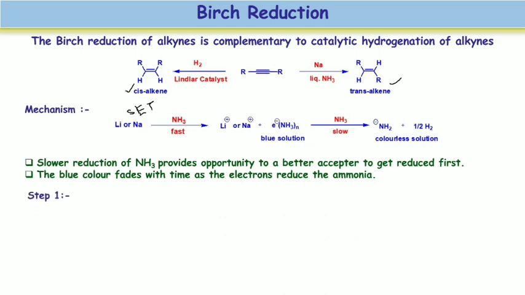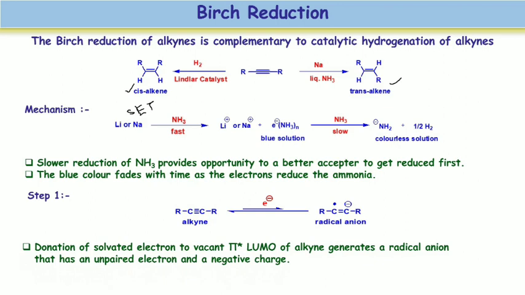Now coming to step 1, what happens? The solvated electron is donated into one of the vacant orbitals of the alkyne to generate the radical anion. Let me draw the energy level of the alkyne.